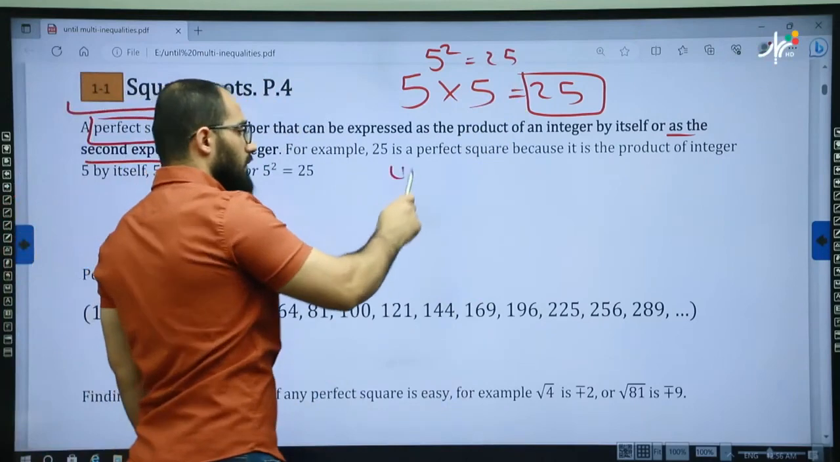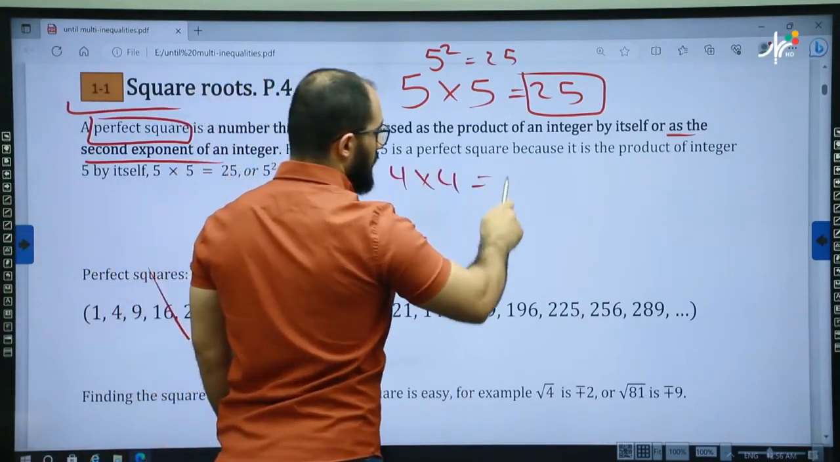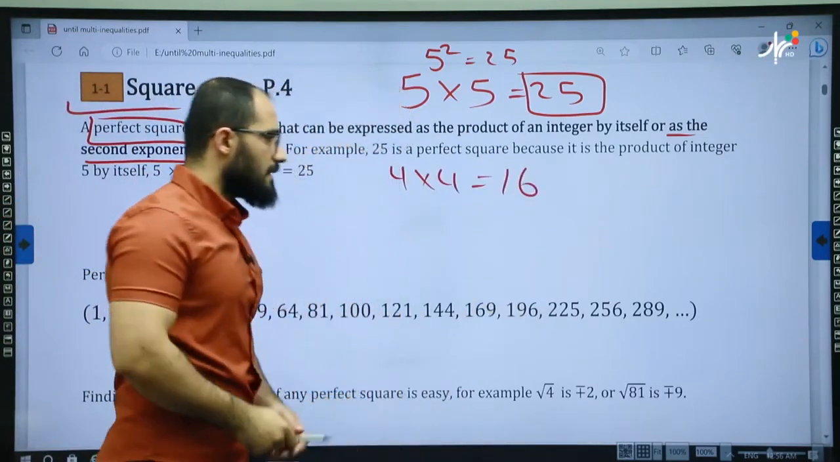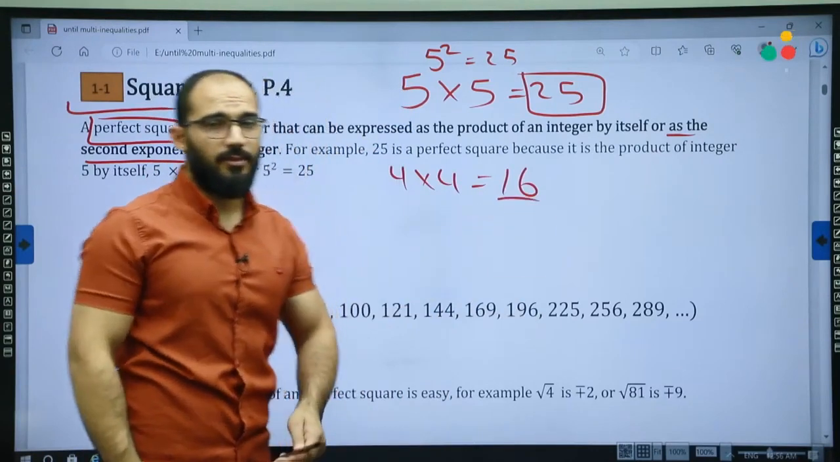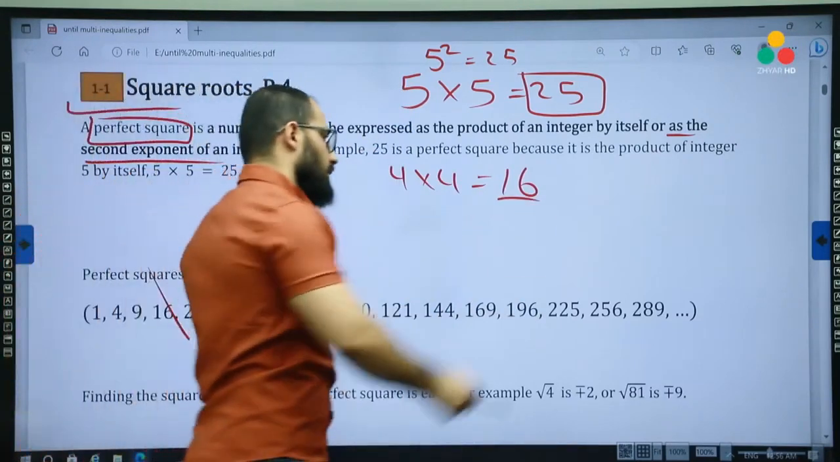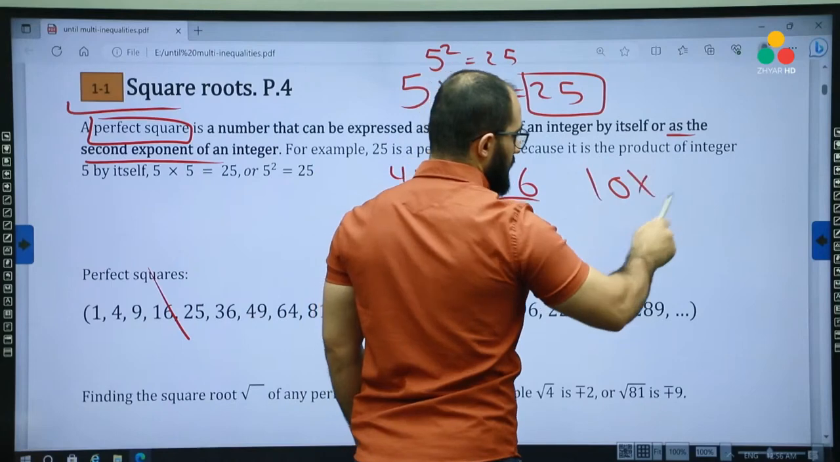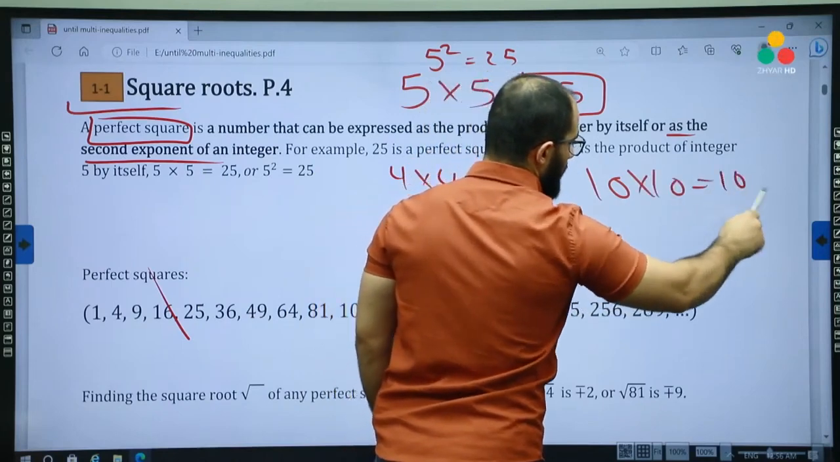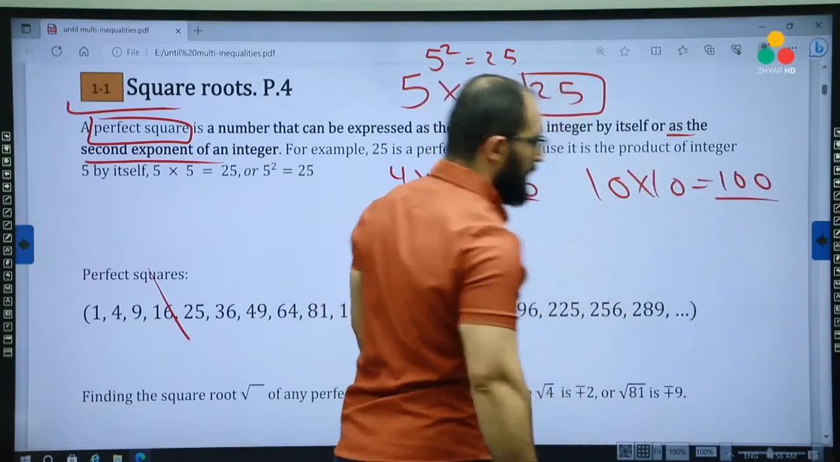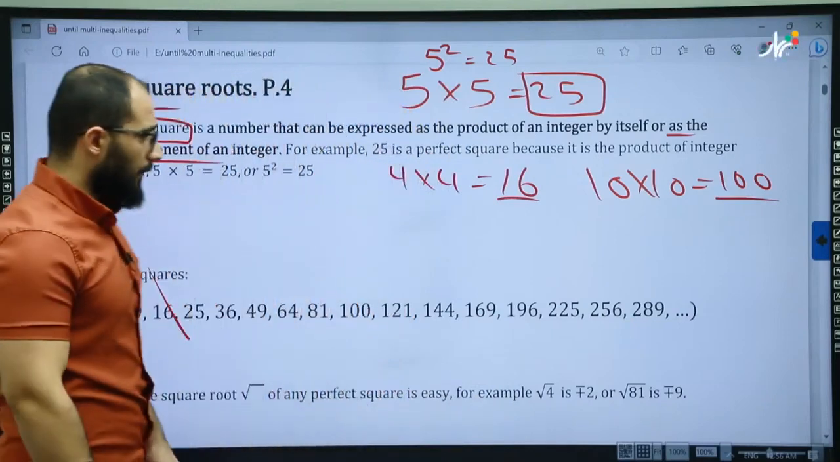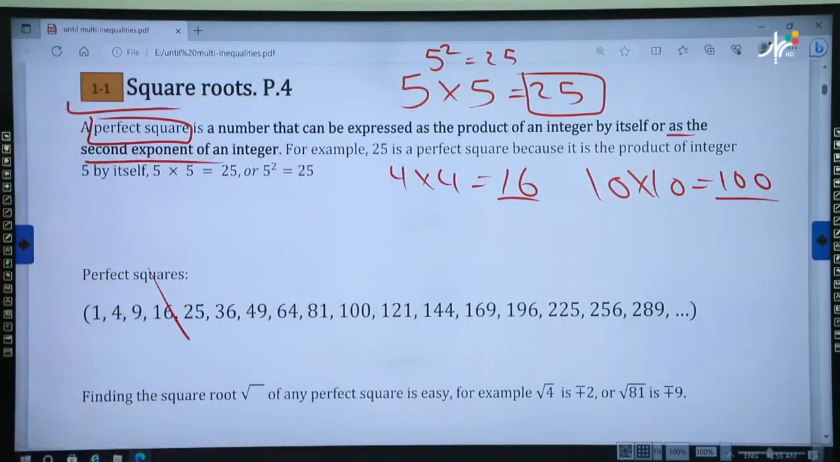Or let's say 4 times 4 is equal to 16. Then 16 is a perfect square. Or let's say 10 times 10 is equal to 100. Then 100 is a perfect square. This is about perfect squares.